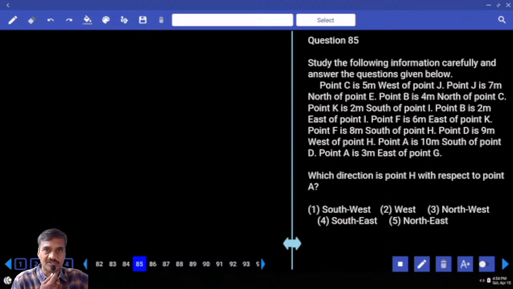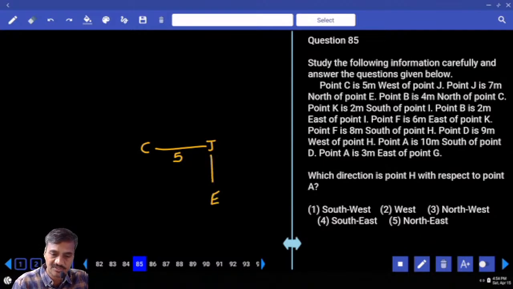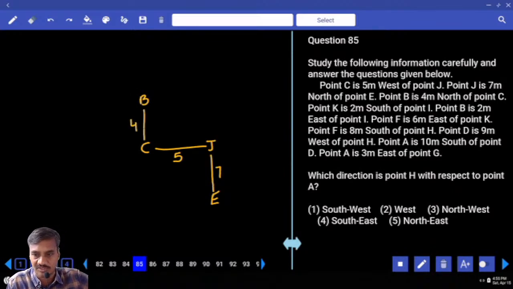Now in these directions, C is 5 meters to the west of J. J is 7 meters to the north of E. B is 4 meters to the north of C.